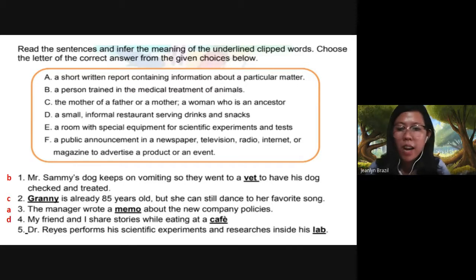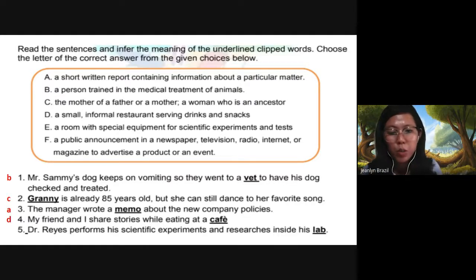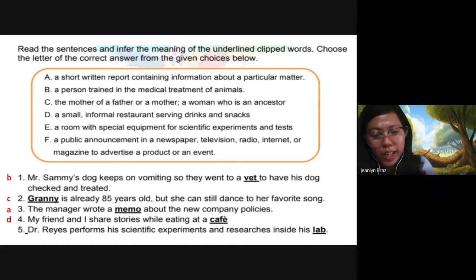How about number five? Who wants to read number five? Precious. Are you raising your hand, Precious? Do you want to answer or should I call someone else?